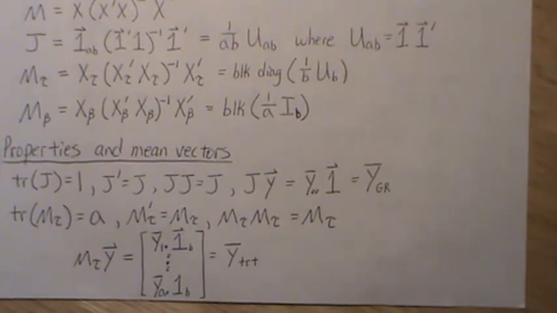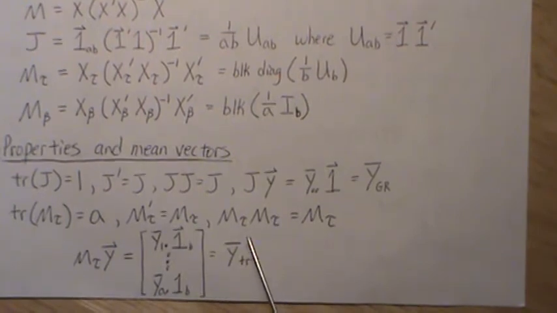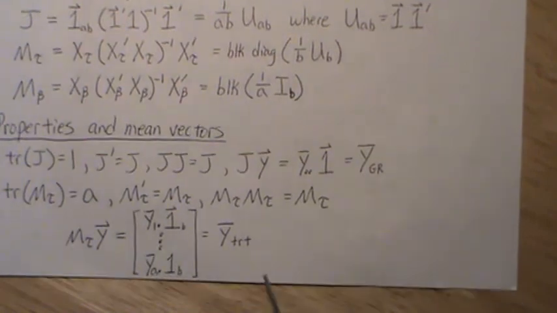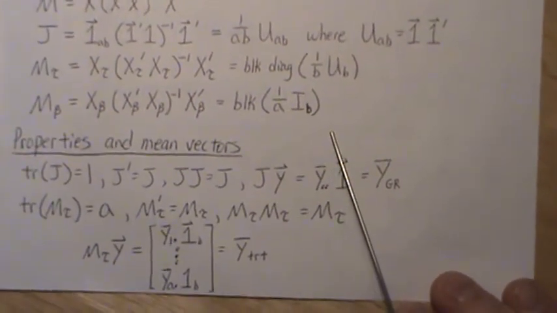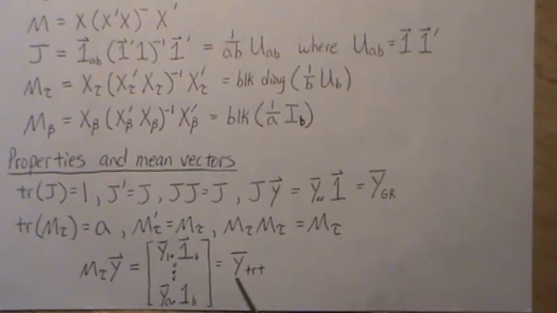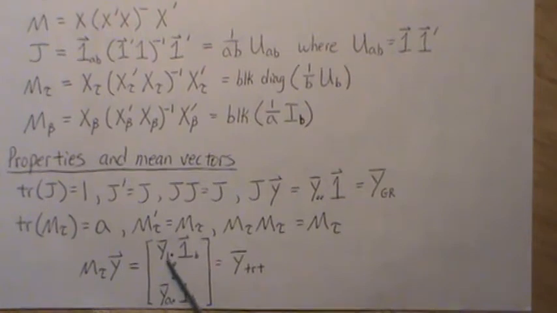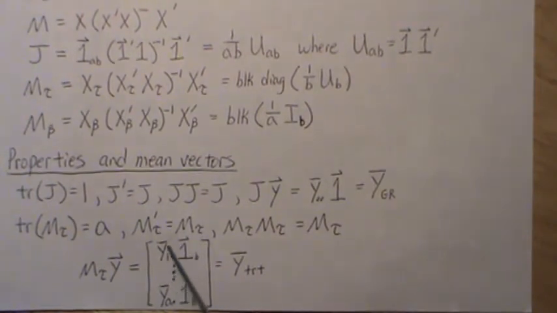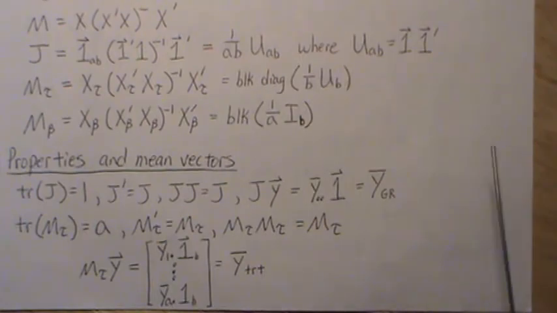Yeah, the trace of M tau is A. M tau is symmetric, it's idempotent. And that pretty much has to be because it's a perpendicular projection matrix. When you pre-multiply y by M tau, you get what we call the treatment mean vector, and understand its structure. The first B components of this vector are the treatment 1 mean. The next B are the treatment 2 mean, all the way to the last B elements of this, which are the treatment mean for group A.